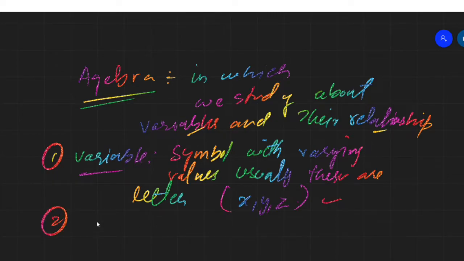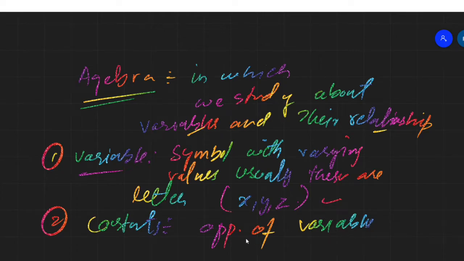The next term that we need to understand is constants, which are the opposite of variables. As we defined, variables are unknown values, but constants are fixed values. The values which do not change are called constants. These are numbers, like 1, 2, 3.